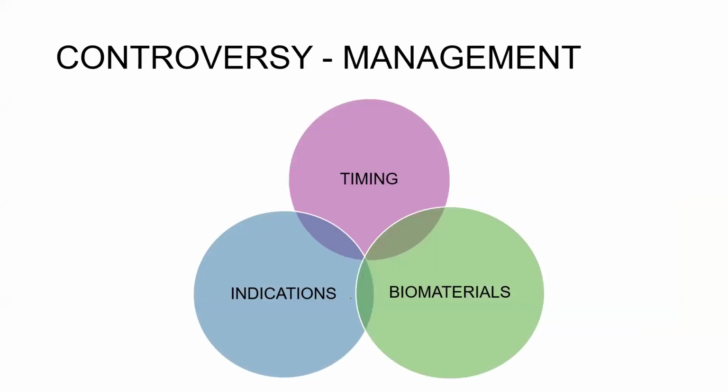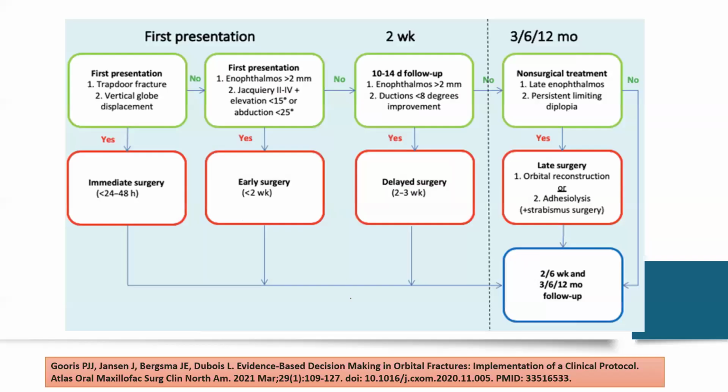Now, coming to the management of orbital fractures, you have diagnosed, and you have now come to a point where you have to make a decision. The decision has three aspects: when to operate, how to operate, and with what to operate. So this is evidence-based decision making in orbital fractures. It has been divided into four: immediate surgery, early surgery, delayed surgery, and late surgery.